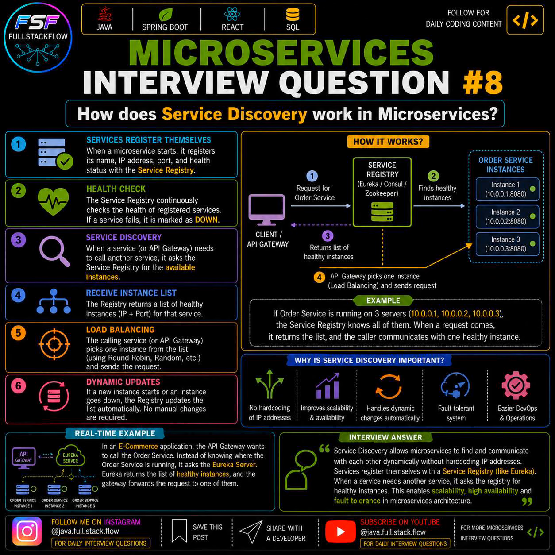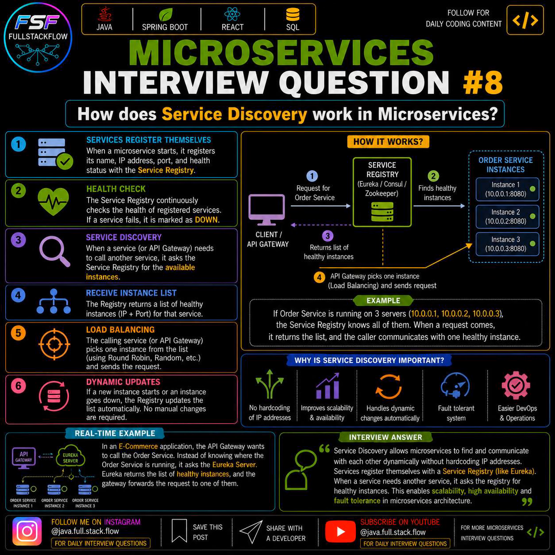Next, how it works. Let's understand the complete flow. First, the client sends a request to the API gateway. The API gateway asks the service registry for available order service instances. The service registry returns all healthy instances. The API gateway selects one instance using load balancing. The request reaches that instance and the response is sent back to the client. This entire process happens within milliseconds.